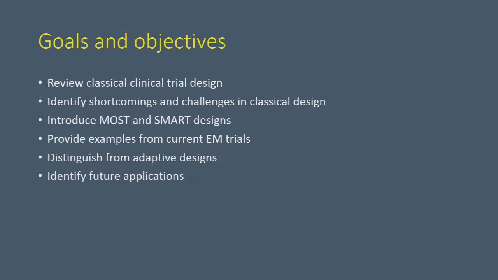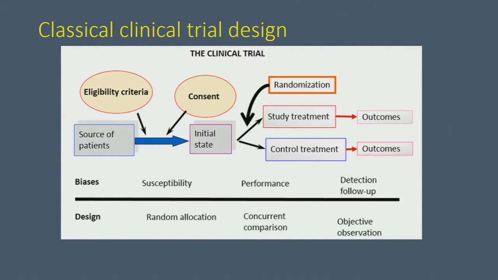So the goals of our talk this morning, we have a good bit of material, is to go over classical clinical trial design, which I'm sure won't be new to you folks, but to show you what some of the shortcomings might be in those kinds of classical designs, and where MOST and SMART might offer some advantages. To give you some examples, of course, from the work that we're doing now, to distinguish these and discuss a little bit the terminology, which can get confusing, what's an adaptive design, Bayesian designs, et cetera, and maybe to talk about opportunities for future work using MOST and SMART designs in emergency medicine.